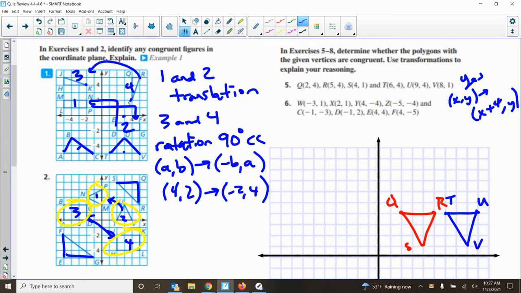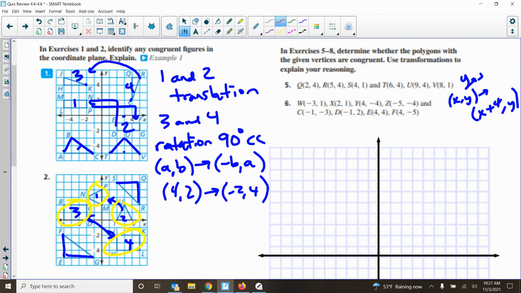All right. If I pick up and move the red one 4 units, 1, 2, 3, 4, everything is going to match up perfectly. Okay. So you could say translate xy goes to x plus 4 comma y. That would do it. That's sufficient in this case. Only one transformation required. Let's go ahead and erase this and do question number 6 on the same grid.